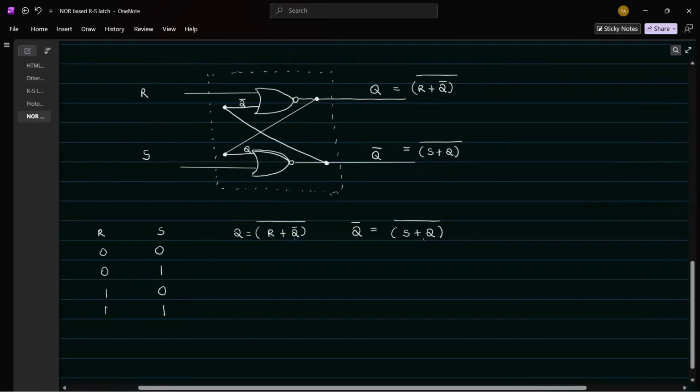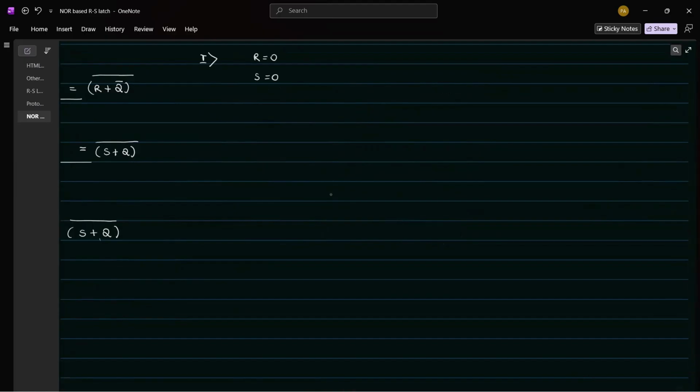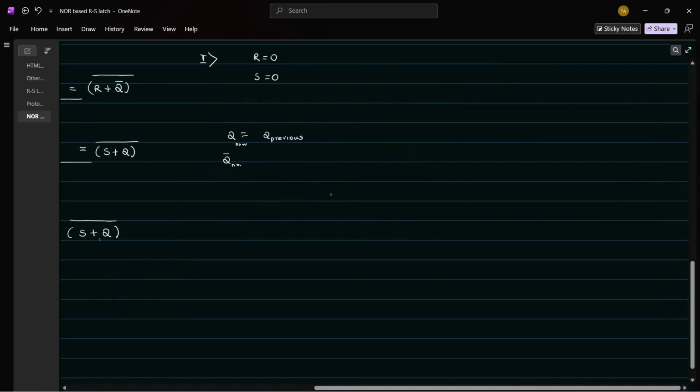So let's study the first combination, where R is equal to 0 and S is equal to 0. What is the expected output? Q now has to be Q previous, and Q bar now should be equal to Q bar previous. That's the expected outcome.